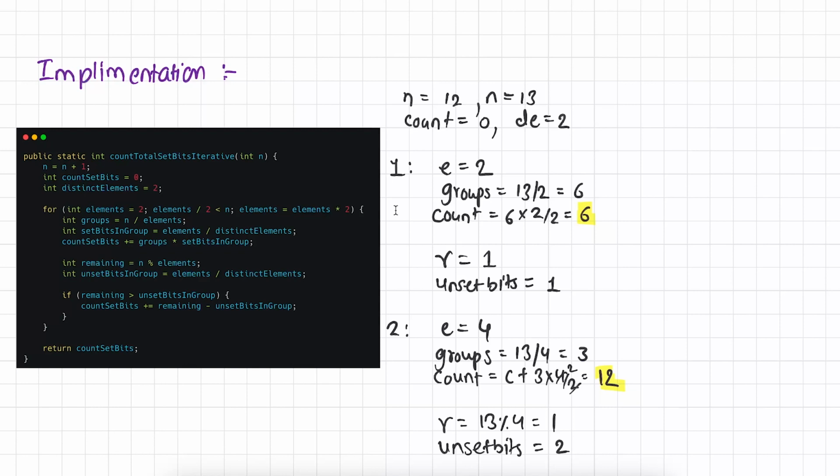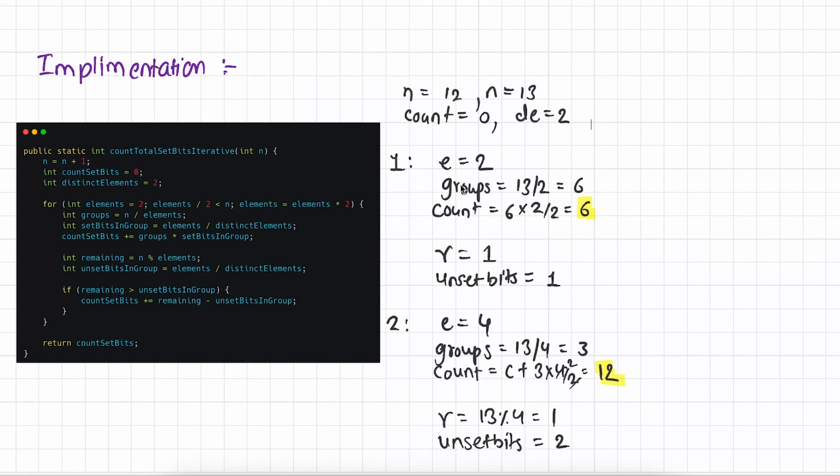Okay. So let's understand this with this input. Let's say if n is equal to 12, then we update the value of n to 13. The initial value of count is 0. D here means distinct elements, that is equal to 2. Okay. So when we run this loop, in first iteration our E is equal to 2. So how many groups of 2 elements are possible? N divided by elements. N is what? 13. 13 divided by 2 is 6. Okay. And count of set bits comes out to be elements divided by distinct elements. 2 divided by 2 is 1.